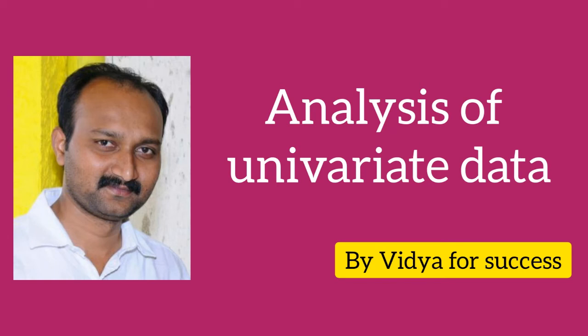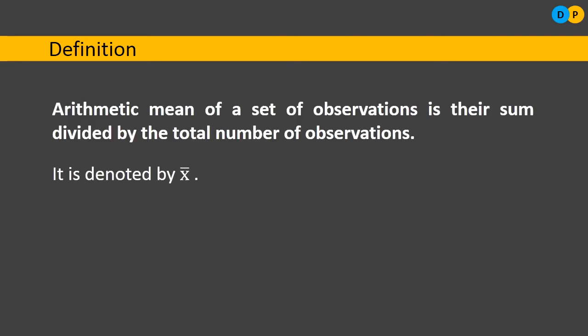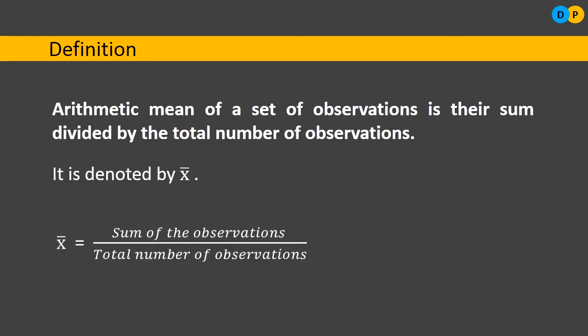Dear students, in this video, let us solve the arithmetic mean for grouped data. So what do you mean by arithmetic mean? Arithmetic mean is nothing but the sum of observations divided by the number of observations. It is also referred to as average, and it is denoted by x bar. So what is x bar? Arithmetic mean is equivalent to the sum of observations divided by the total number of observations.